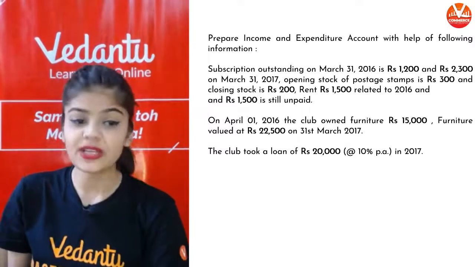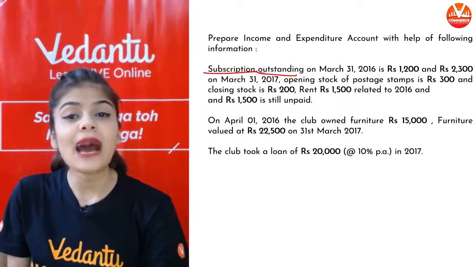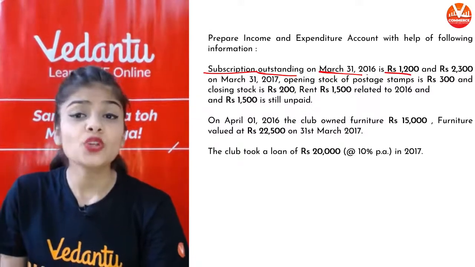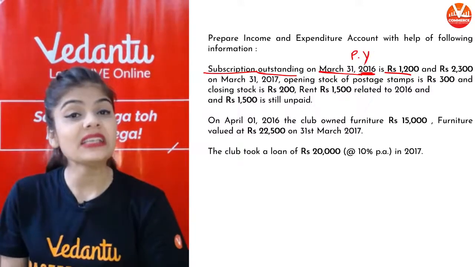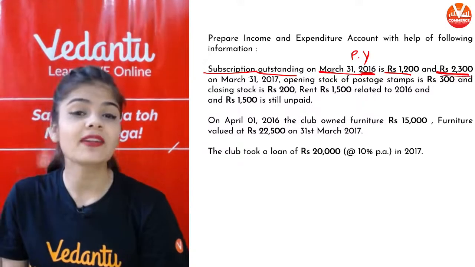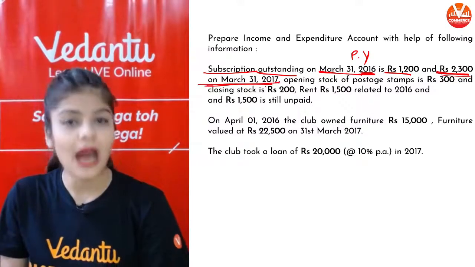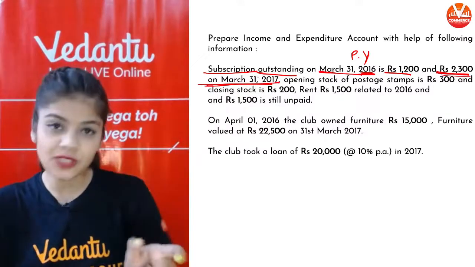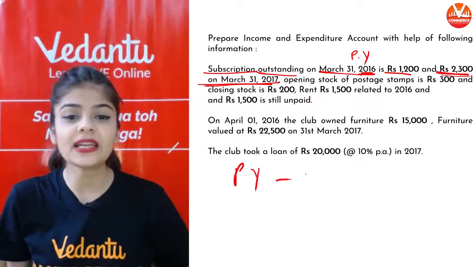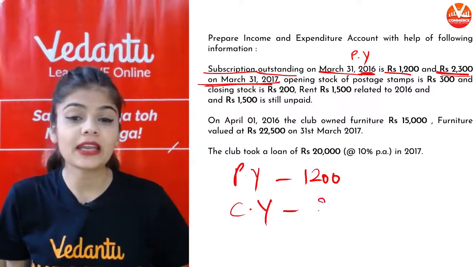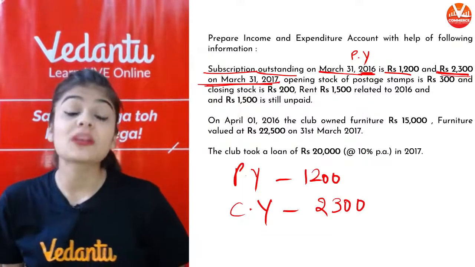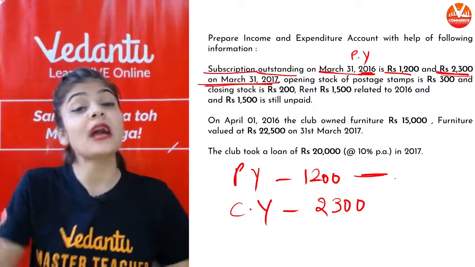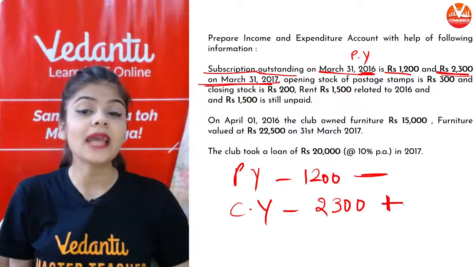So the first additional information is that subscription outstanding on 31st March 2016 is 1,200. So 2016 is your previous year, and 2,300 is outstanding on 31st March 2017. 2017 is your current year. So subscription outstanding for the previous year is 1,200 and for the current year it is 2,300. So subscription outstanding for the previous year will be subtracted and subscription outstanding for the current year will be added.